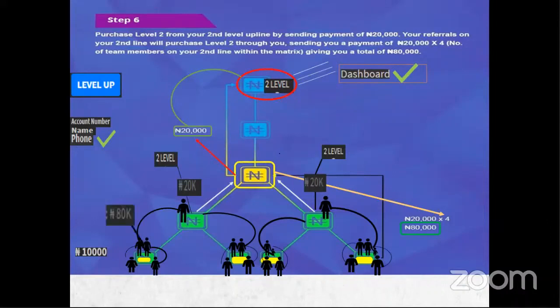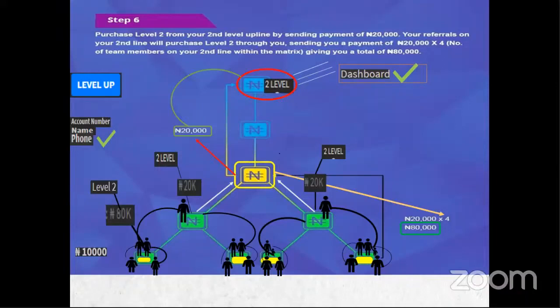Now giving these guys what? A total of 20,000. Oh, sorry, that should have been 20,000 there. And then this next man to upgrade himself into level number 2. That should actually be 20,000, not 80,000. That's going to be corrected as soon as possible.